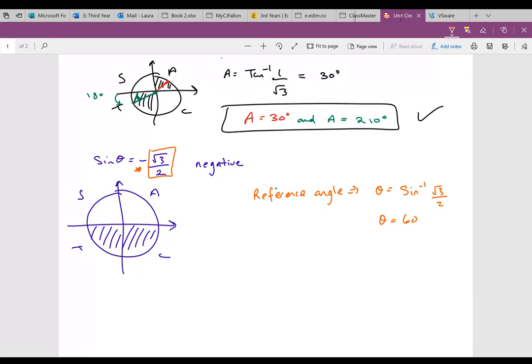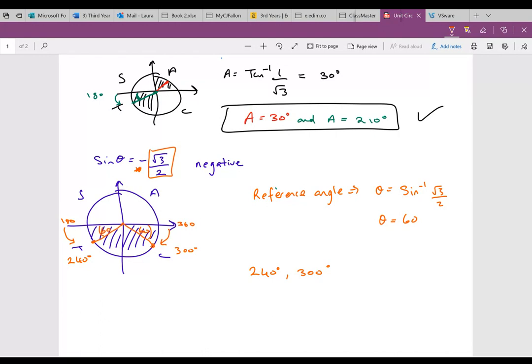So it means it's 60 degrees in the third quadrant, and it's 60 degrees in the fourth quadrant. Remember, we're always taking the reference angle to the horizontal. So this is 180 plus an additional 60, so I'm talking 240 degrees. This is 360 minus 60 because I've gone back, so that is 300 degrees. So sine theta is equal to minus root 3 over 2 at 240 degrees and 300 degrees.